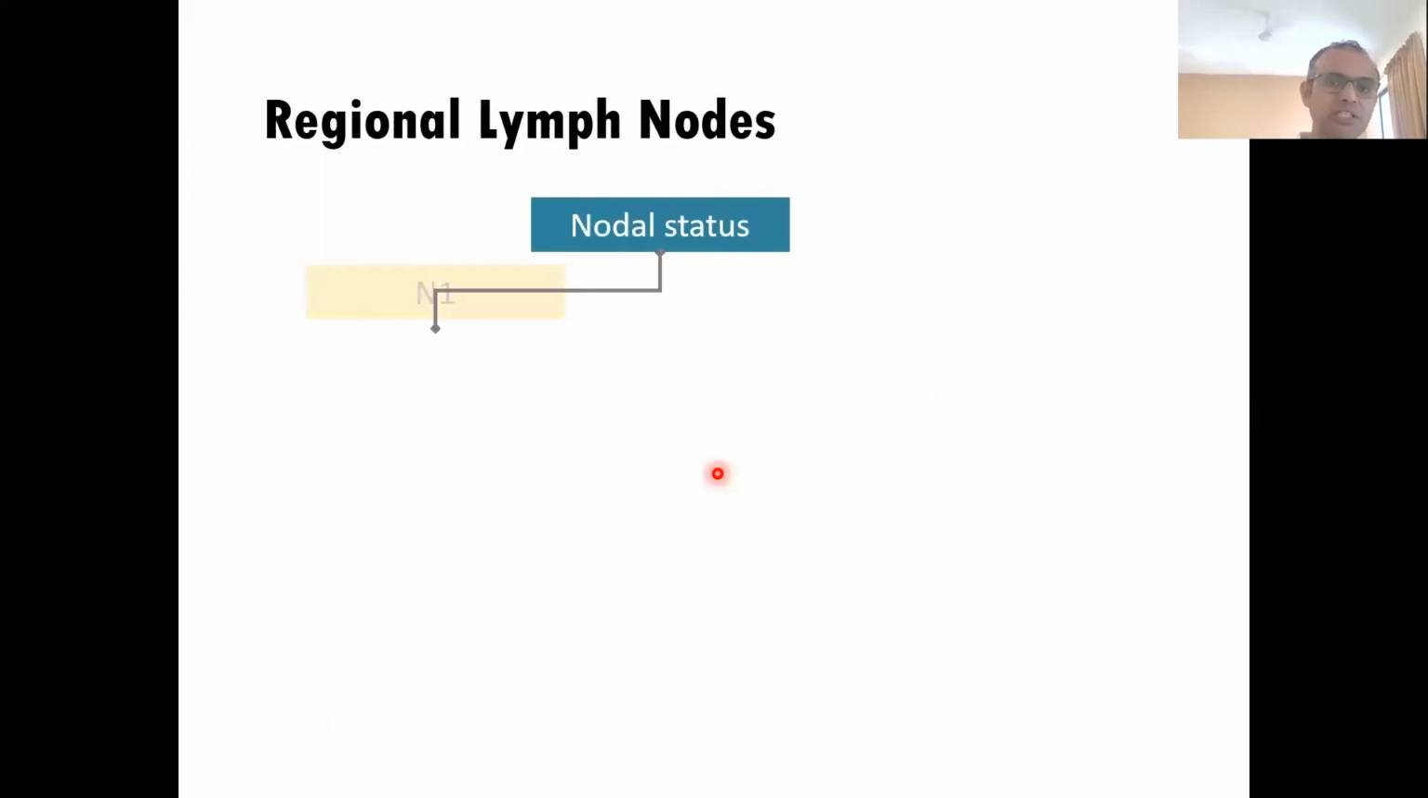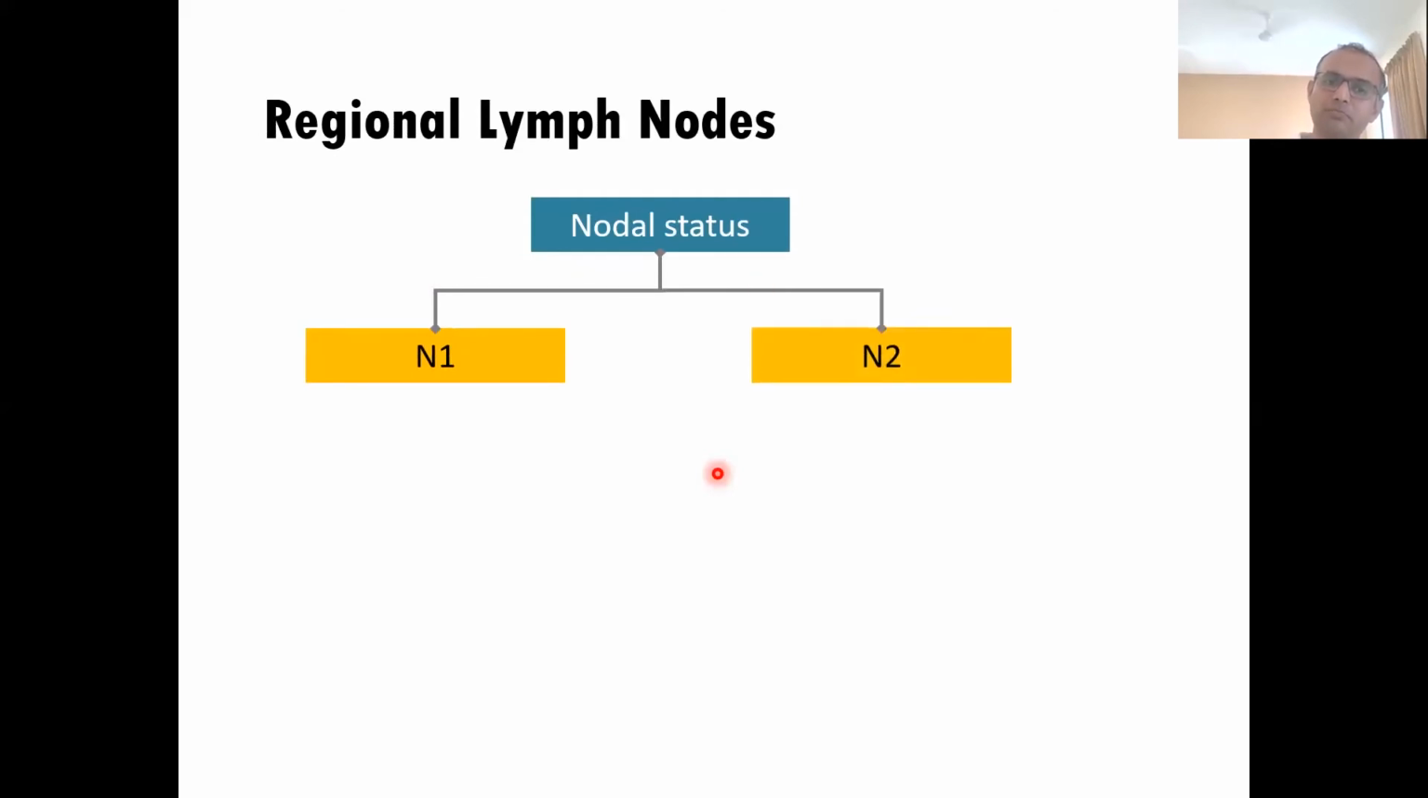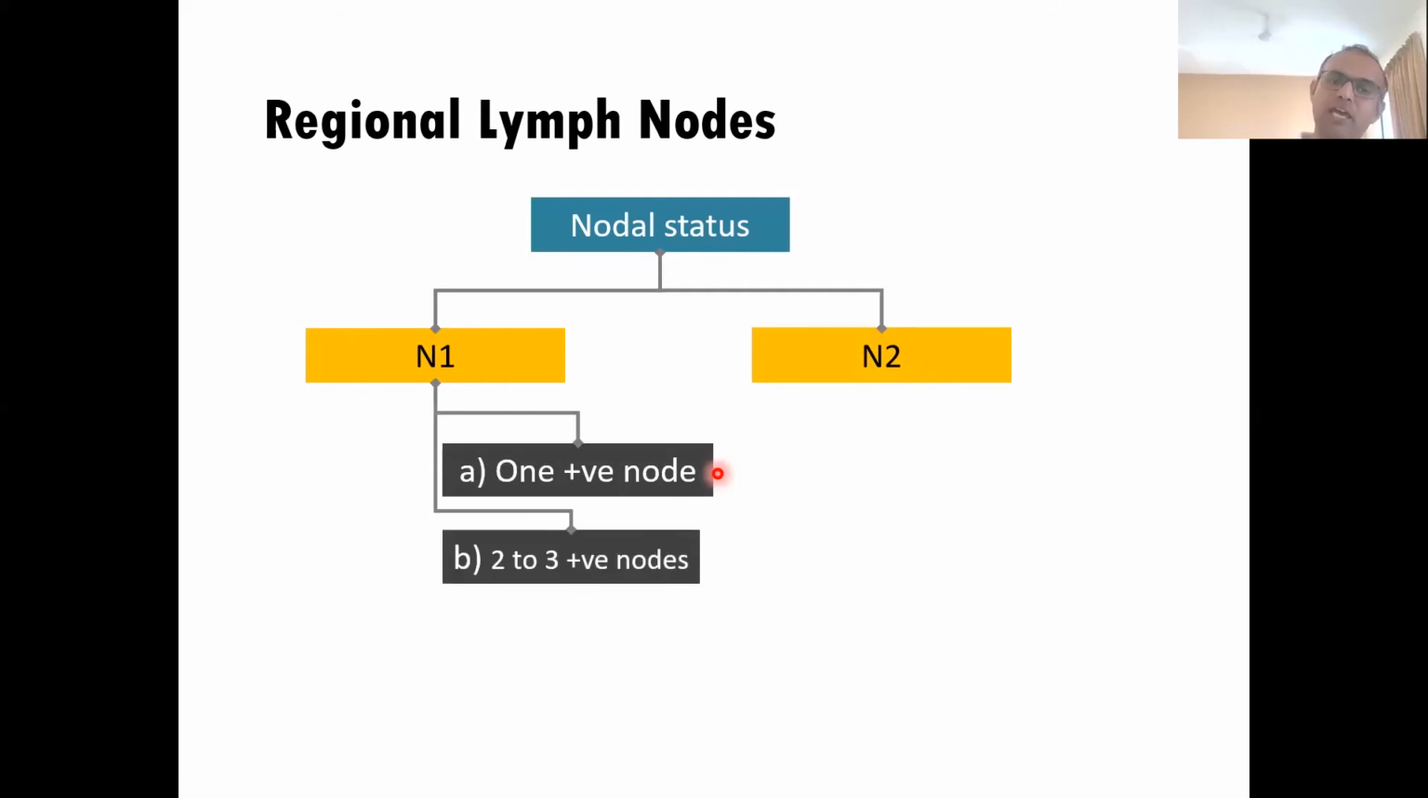Nodal status: N1 or N2. In N1, 1 node positive is N1A, 2 to 3 nodes positive is N1B, and also there is no nodal tumor, but there is a tumor deposit.